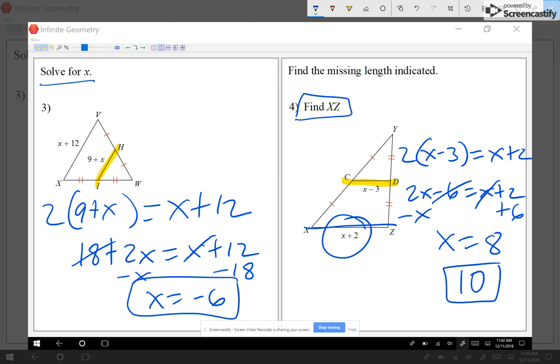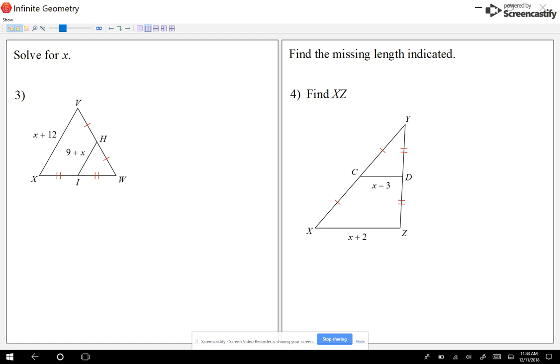On the test, one of each. Any questions on these? Plugged it into x plus 2.